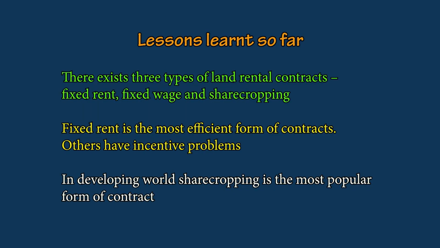However, what we have learned so far can be summarized as there exist three types of land rental contracts: fixed rent contract, fixed wage contract and sharecropping. Theoretically, fixed rent is the most efficient form of contract. Others have certain incentive related problems. Thirdly, in developing world, sharecropping, instead of being considered inefficient, has been the most popular form of contract.